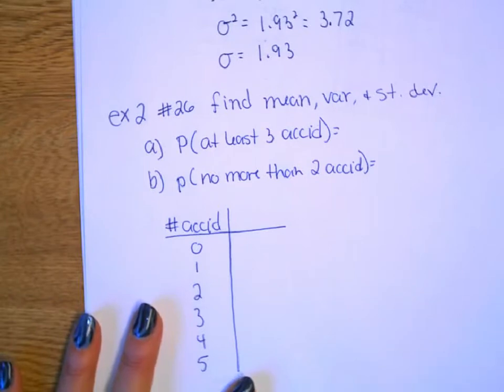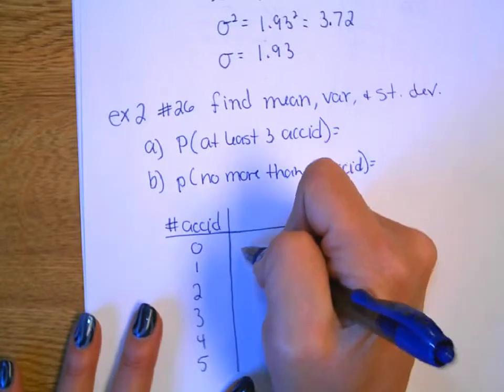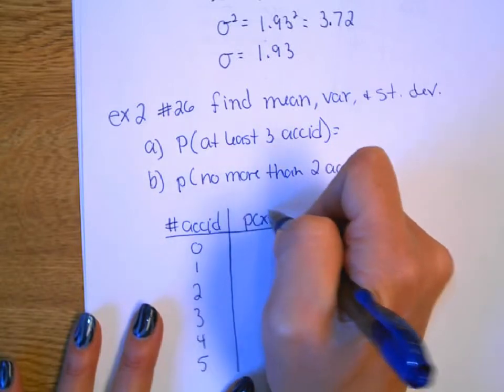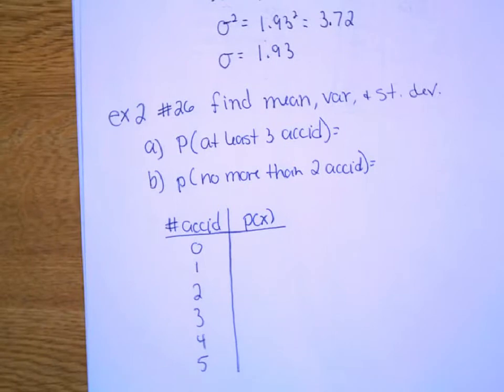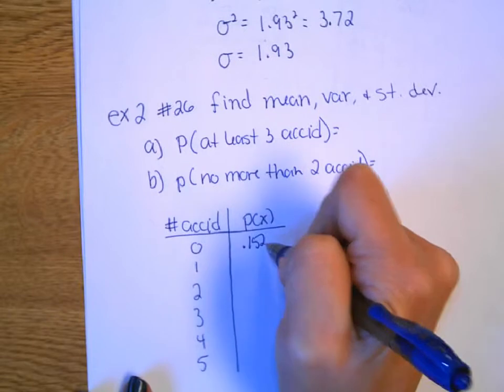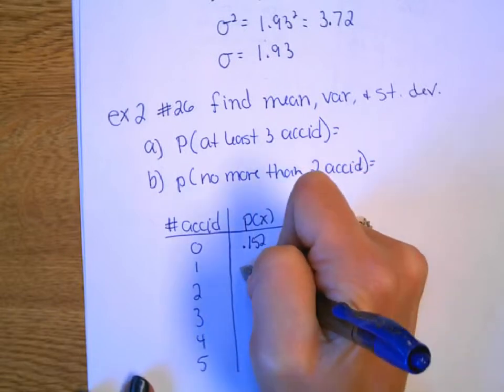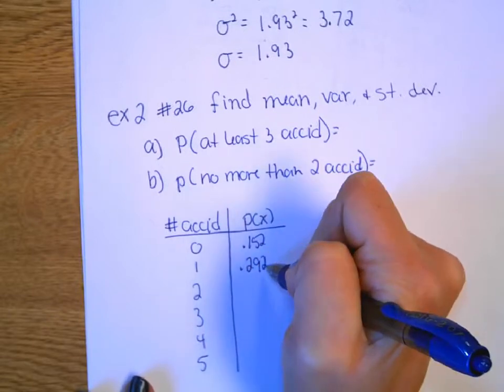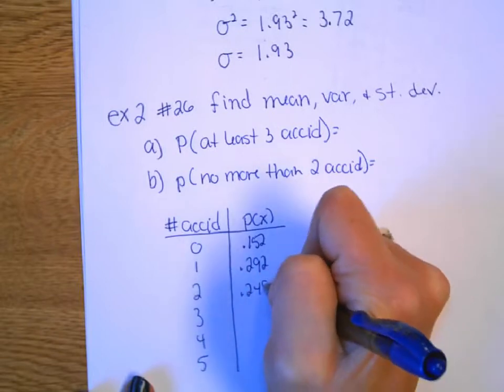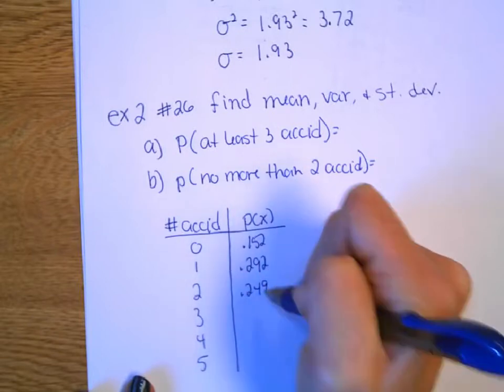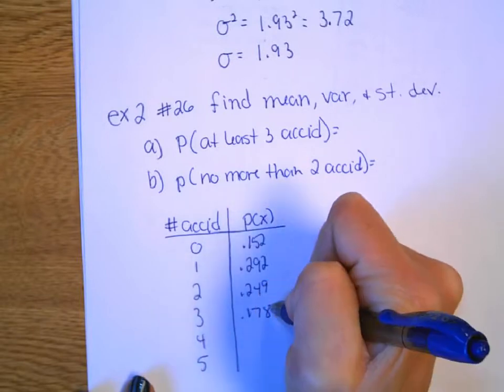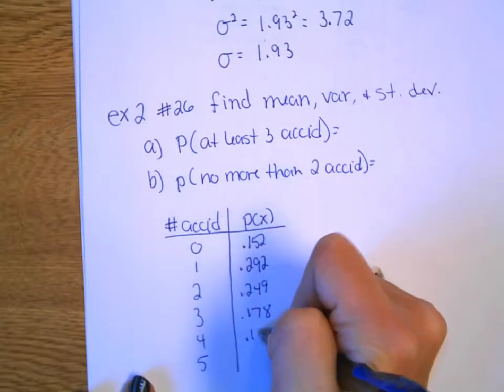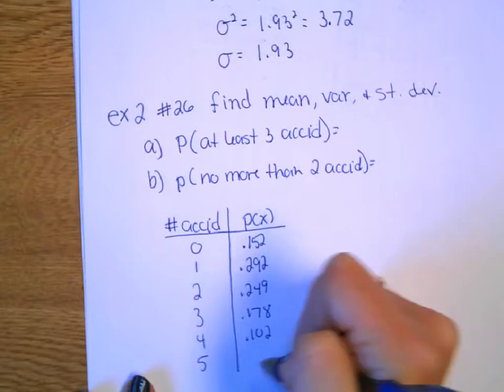And then the probabilities were, I better make sure because I did them myself. I'll go to the back of the book to make sure I got them right. A79. 0.152, 0.292, 0.249, 0.178, 0.102, and 0.026.